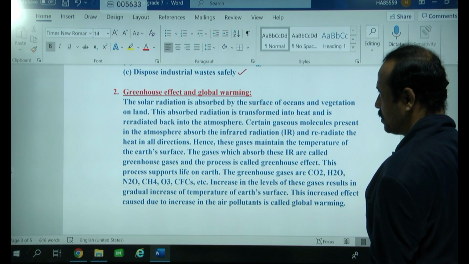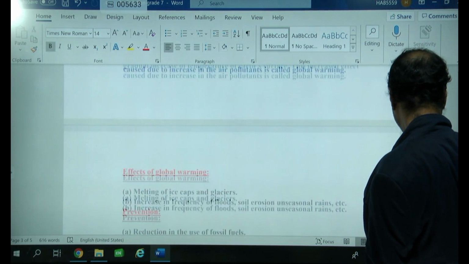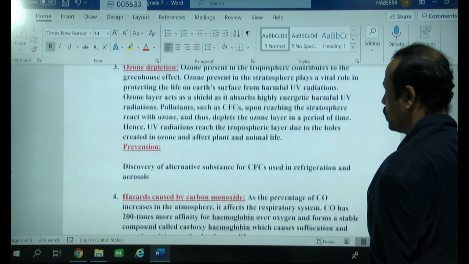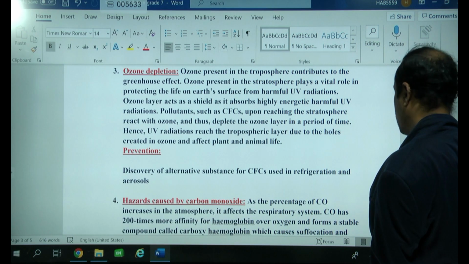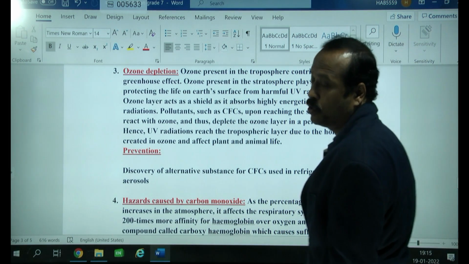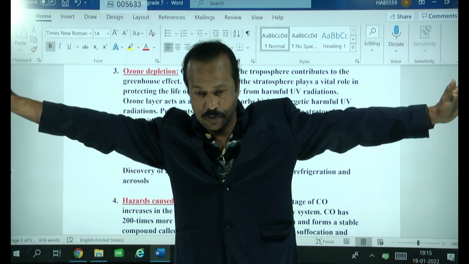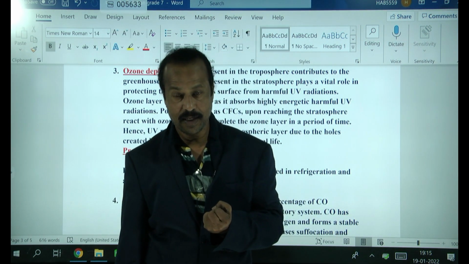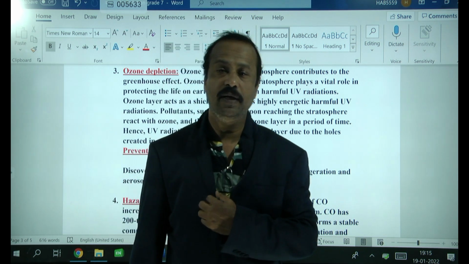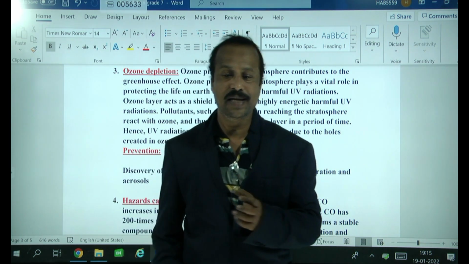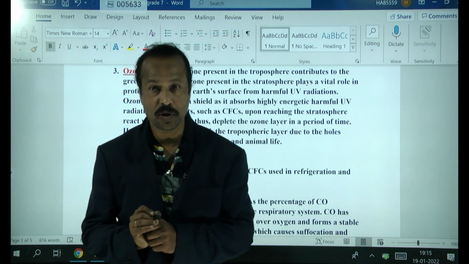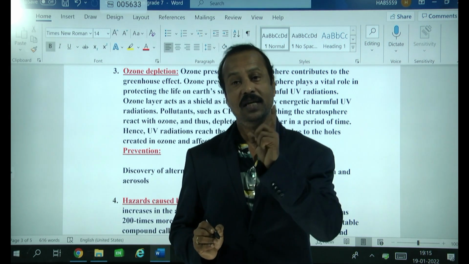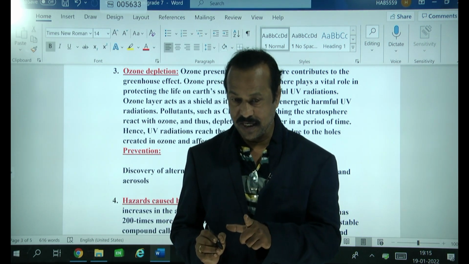So yesterday we discussed the greenhouse effect and global warming. Now let us see ozone depletion. You know that the ozone layer is protecting the earth from the incoming ultraviolet rays. Yes? But here what is happening? When the ozone layer is depleting, it means some holes are forming in the ozone layer. Why? Mainly due to chlorofluorocarbons, CFCs, which are released from air conditioners and refrigerators.